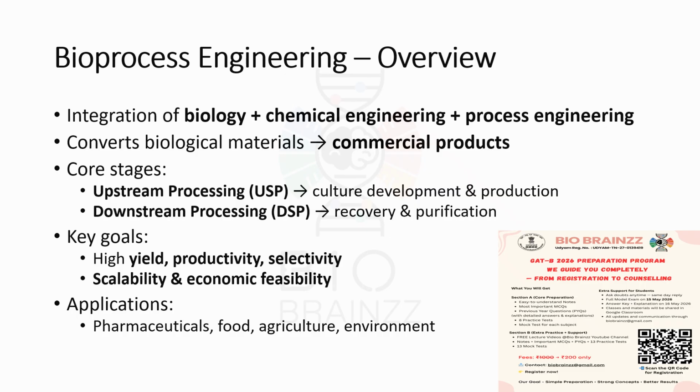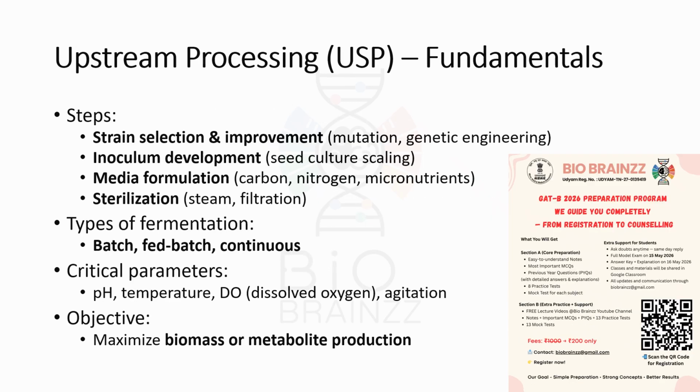The process is broadly divided into upstream and downstream processing. Upstream processing focuses on culture development and production, while downstream processing deals with product recovery and purification. Key goals include achieving high yield, productivity, and selectivity, while ensuring scalability for industrial applications.